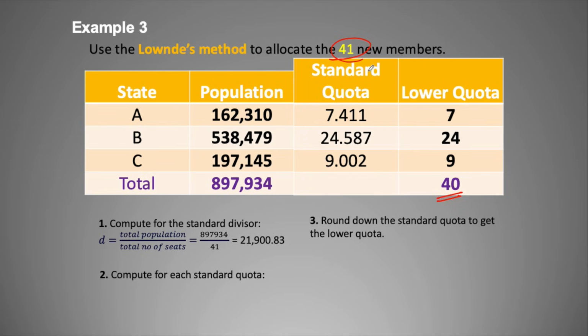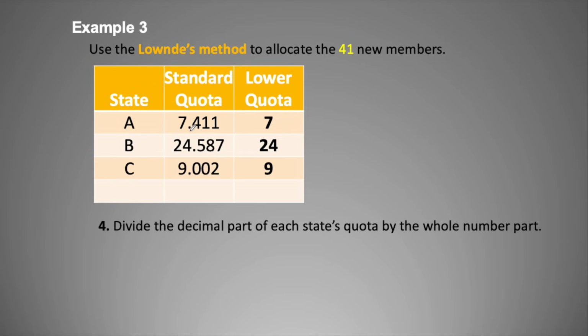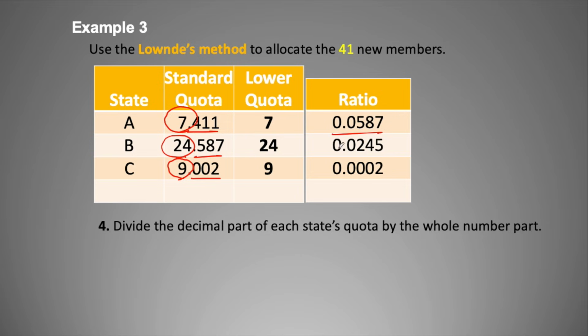And that allocation will be based on the Lowndes method, which tells us to divide the decimal part with the whole number. So 0.411 will be divided by 7, 0.587 will be divided by 24, and 0.002 will be divided by 9. And that gives us a ratio of 0.0587, 0.0245, and 0.002.